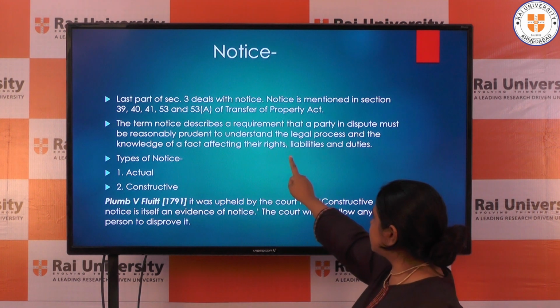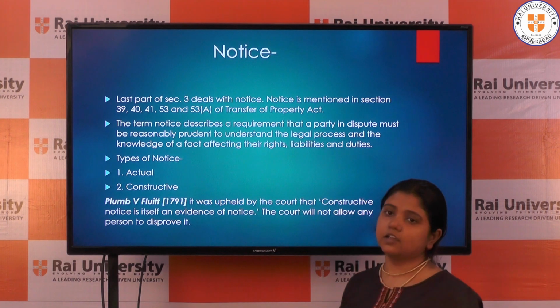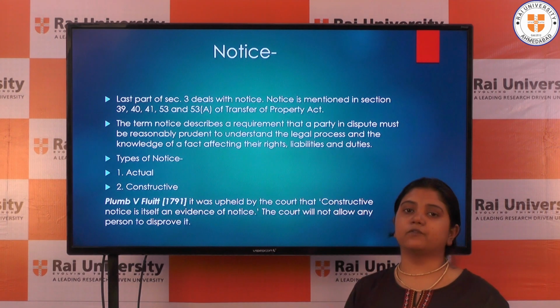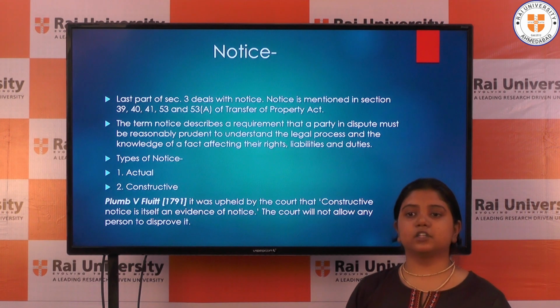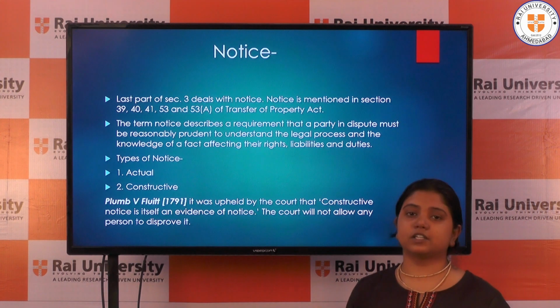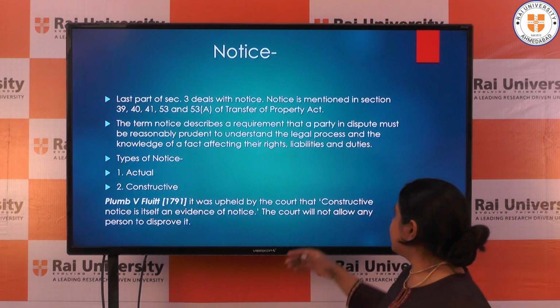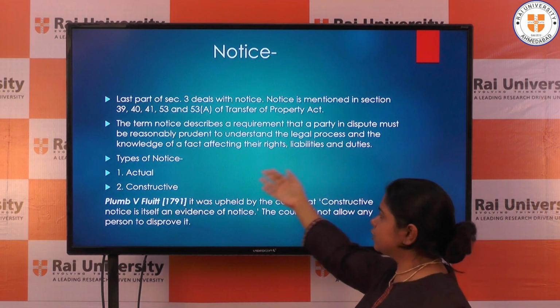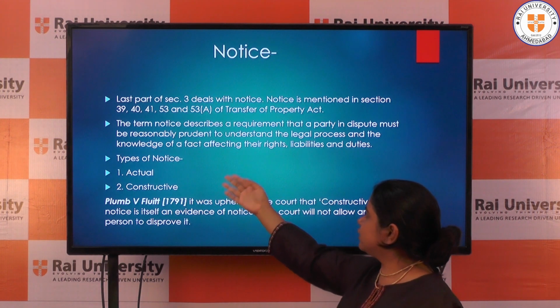Here the term notice describes a requirement that the party in dispute must be reasonably prudent to understand. So the person to whom notice has been signified should be a reasonably prudent man. Reasonably prudent means that the person has a rational mind to understand the judgment, to understand the fact, to understand the circumstances they are going through. The legal processes come under the knowledge of that particular person about the fact, about the circumstances as well. What are the types of notice?